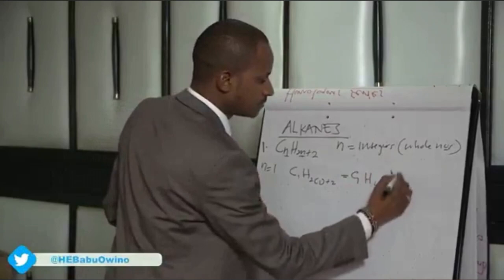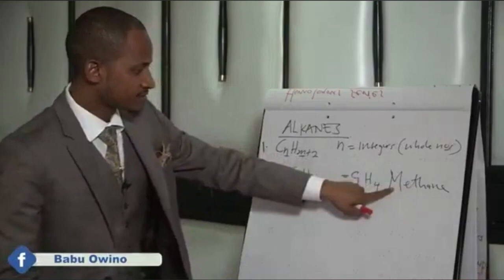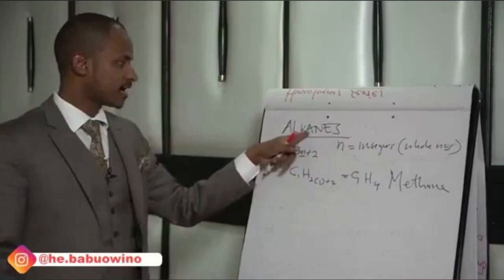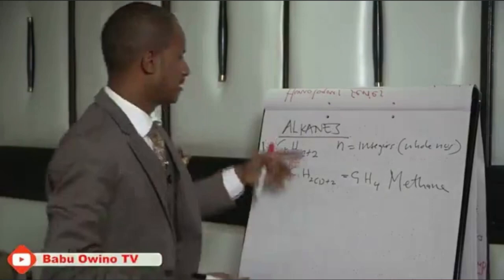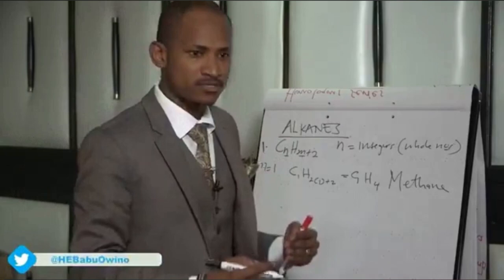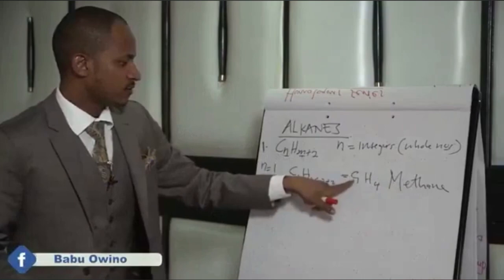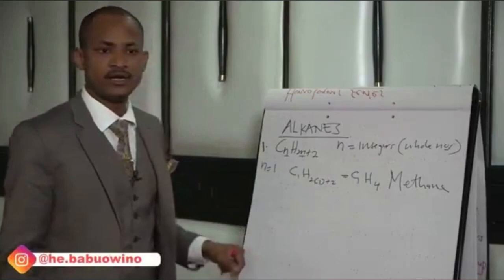Meth is a Greek word meaning 1. The ane comes from the parent alkanes. So alk is a continuous chain. Al means continuous chain, or the aliphatic compounds, continuous chain. So methane is an alkane with one carbon atom and four hydrogen atoms.